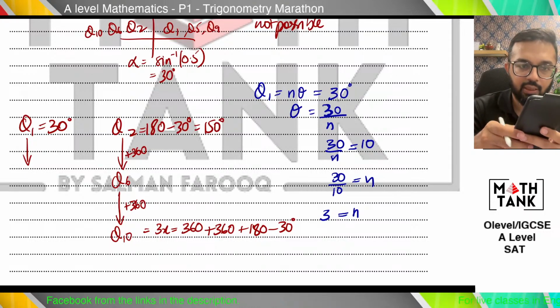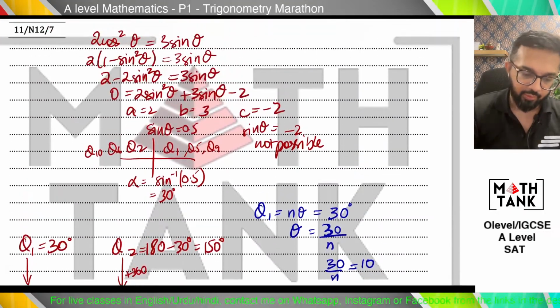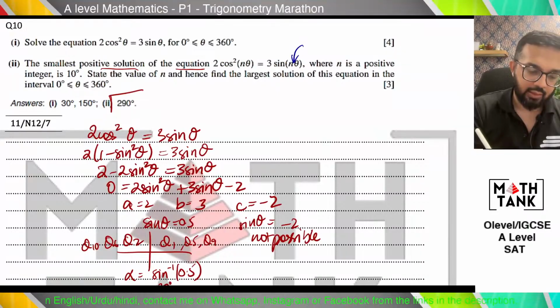360 plus 360 plus 180 minus 30, and then divide by 3. So the answer that I get for x is 290, or theta equals 290, and that's the correct answer.